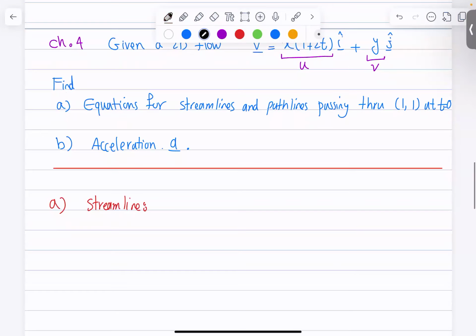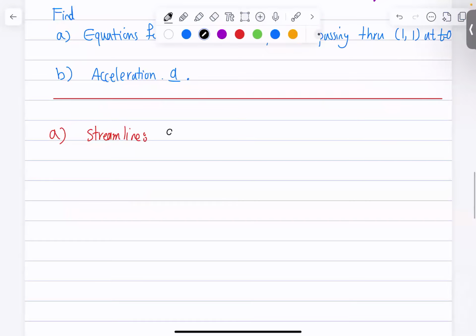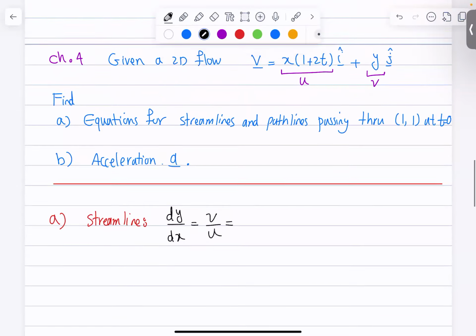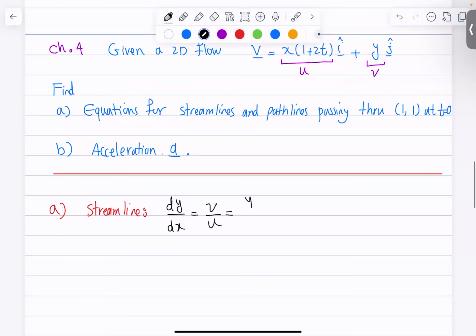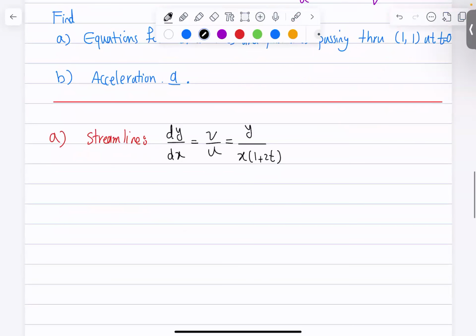And we know that the streamline can be found by integrating this equation. This comes from the fact that on a streamline at any point, the slope is the same as the direction of the velocity, right? So dy/dx is v over u. And in this case, v is y, u is x times (1 plus 2t), okay?